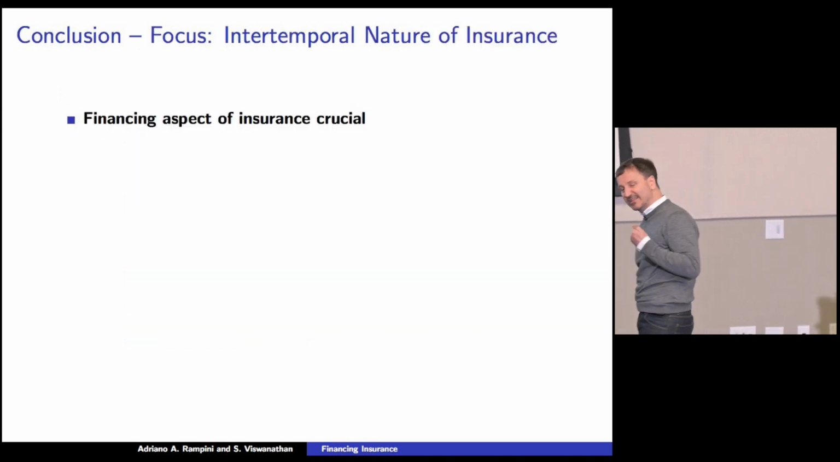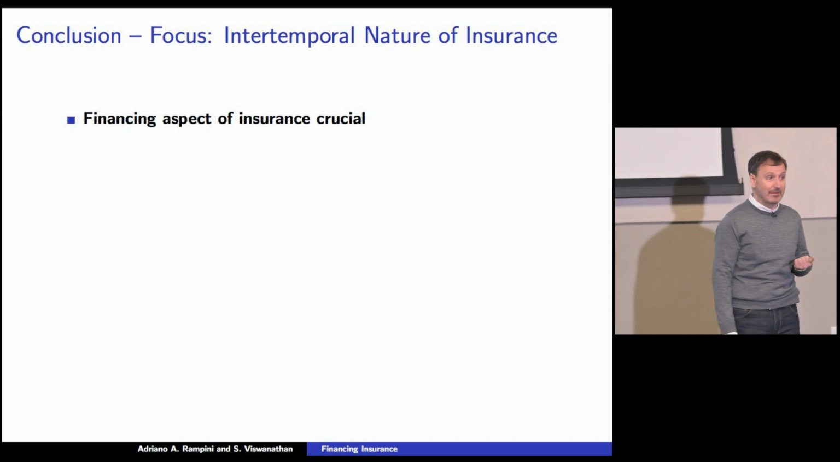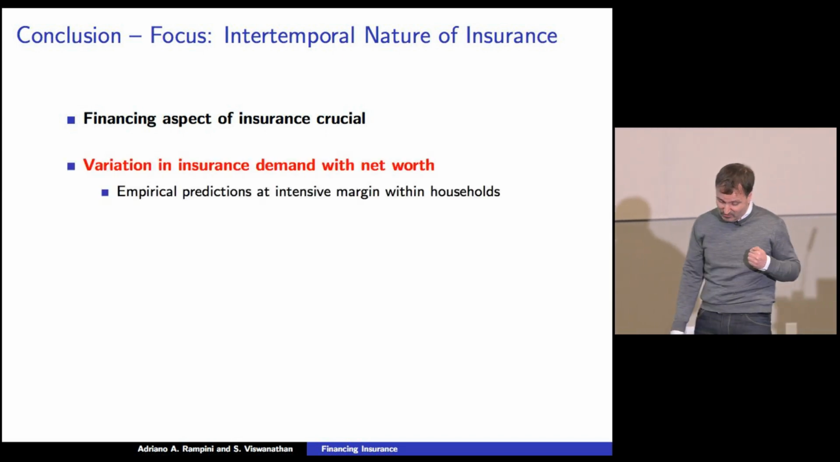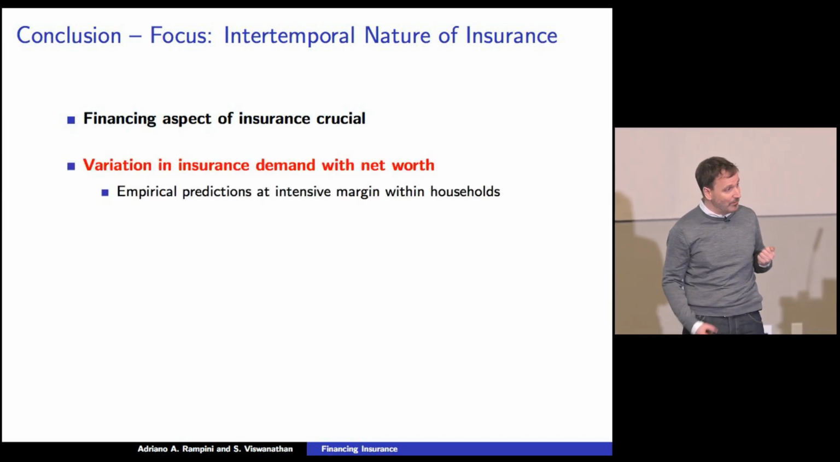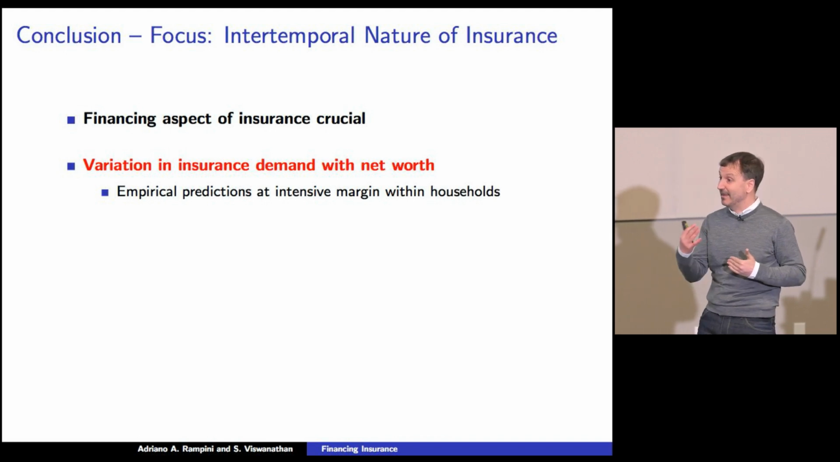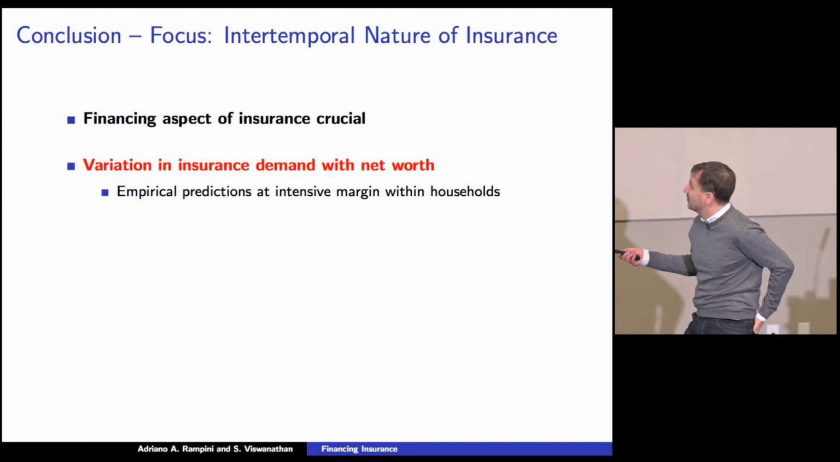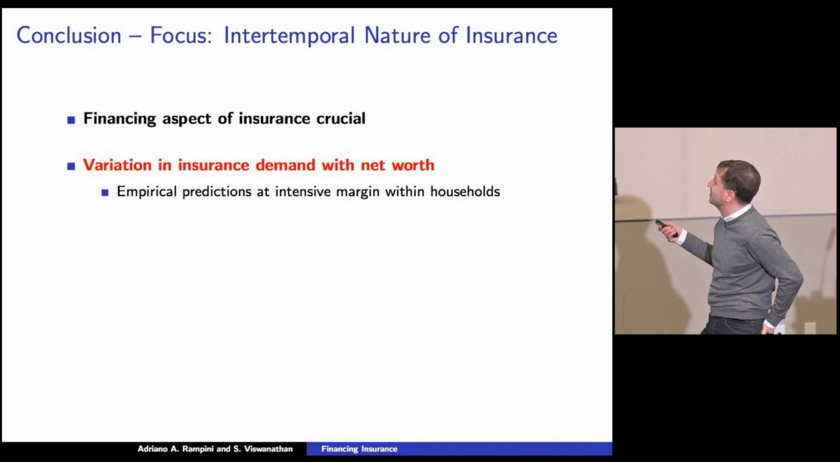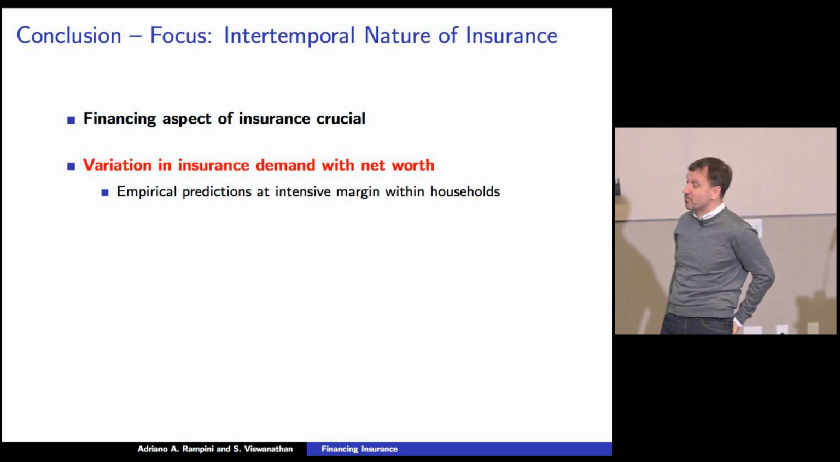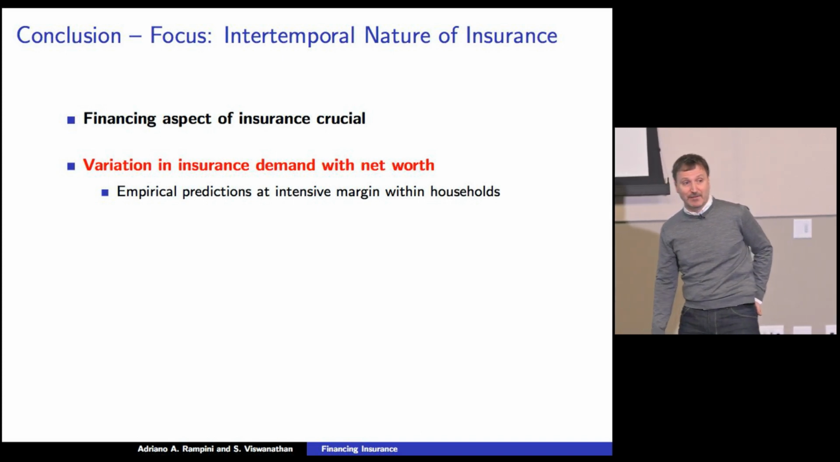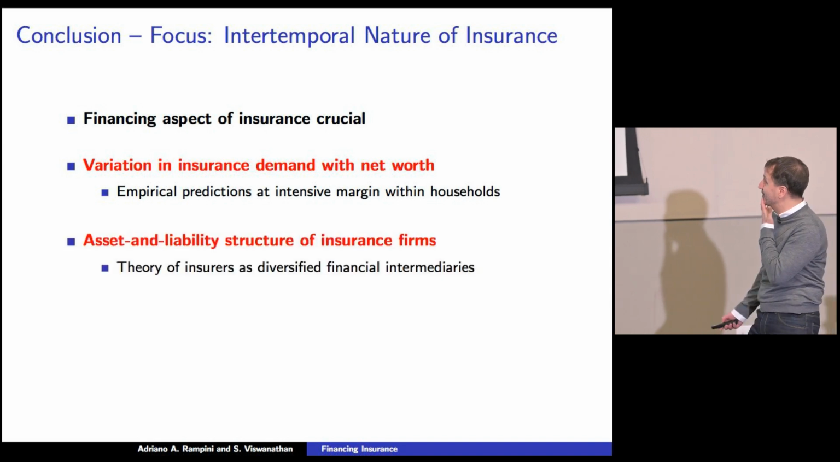So what's the point of the paper? The point of the paper is to argue there's an intertemporal aspect to insurance, and we think it's essential. It's essential in terms of telling you about the relation between net worth and the extent of insurance. In particular, it predicts within household variation in insurance demand with net worth, empirical predictions that haven't been tested enough so far.